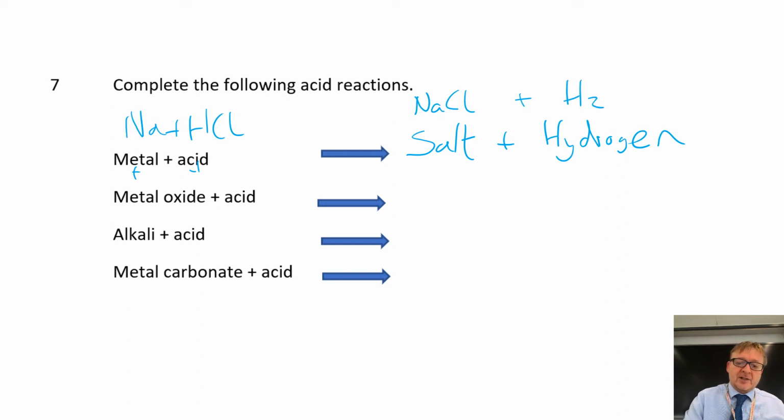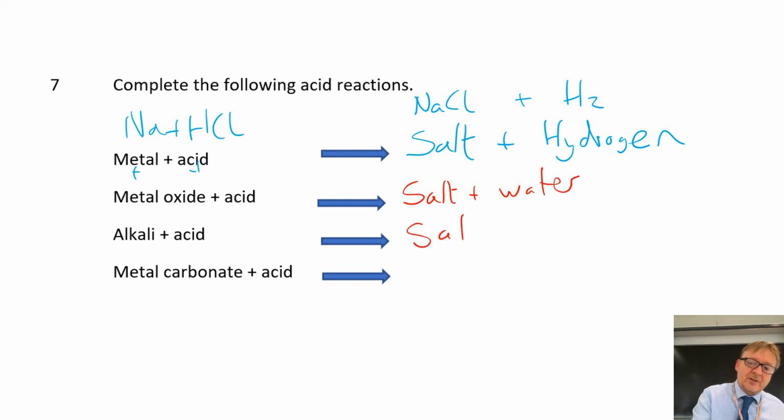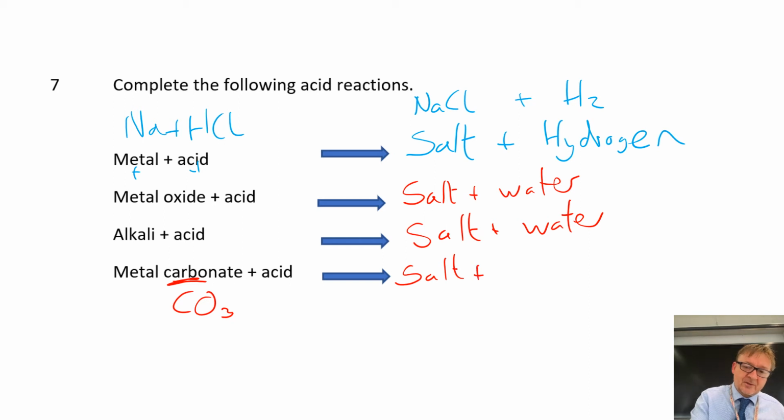A metal oxide and an acid, you get salt plus water. An alkali and an acid, you also get salt plus water. If you get a metal carbonate, there's a clue in it, it's often a CO3, a carbonate. You get salt plus water plus CO2 gas being given off.